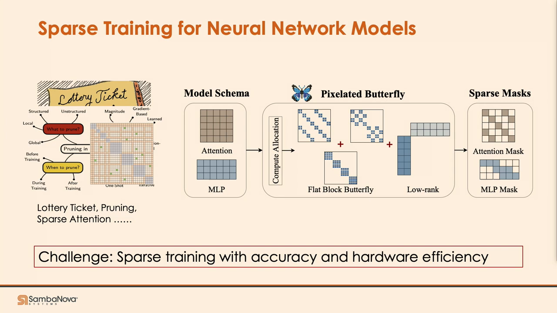But the question is sort of how do you find that network and how do you find it in a sparse way? So this is the topic or the subject of sparse training. And people have looked at doing sparse training, but if you look at unconstrained sparsity, what you'll get is a model that you can't train very efficiently with hardware. Or you'll find out that the accuracy of the model isn't as good as the dense model. So the key challenge then is how can we do this sparse training while maintaining accuracy and hardware efficiency?